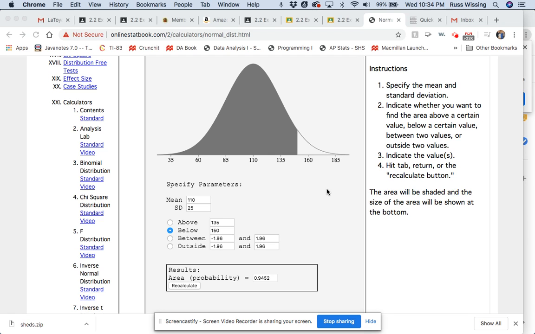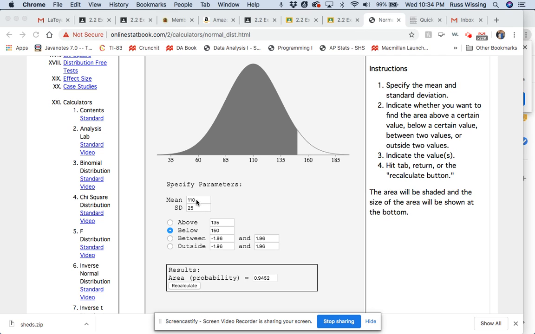All right, little help on number 54. It said that on this IQ test, there's a mean of 110 and a standard deviation of 25. So I'm using that normal calculator online that I sent you the link to. In the first question, it wants to know what percentile is an IQ score of 150. So remember, percentile is that or less.